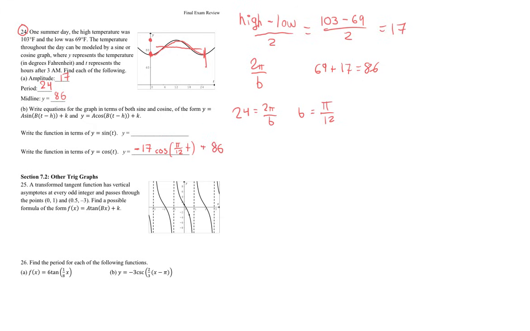Now for our sine graph starts right there. So as you can see, we moved over 6. So our sine graph starts there and goes up first. So it's going to be positive 17 times the sine of pi over 12 times t minus 6, because we scooted over 6, plus 86.